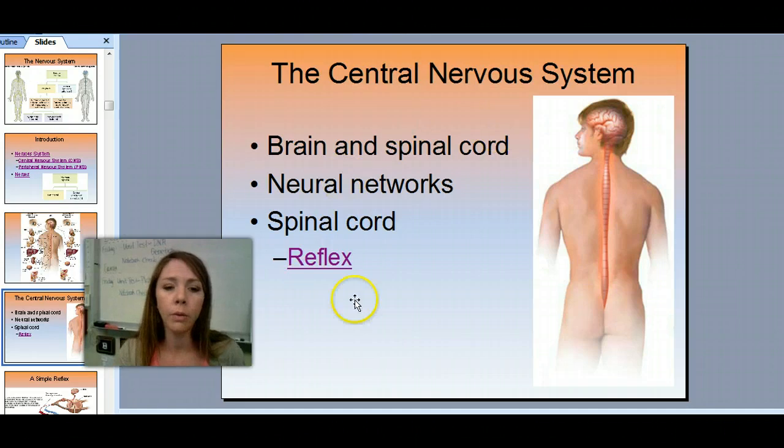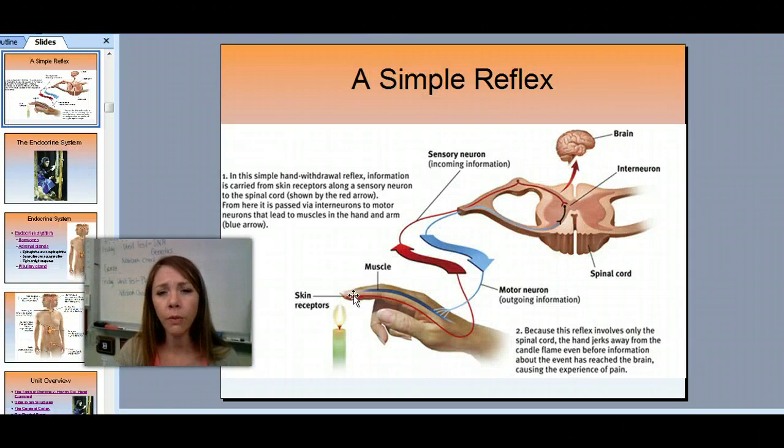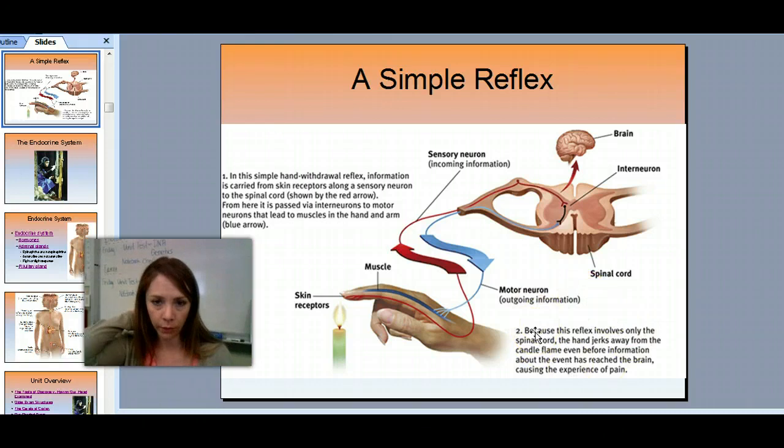Oh, a reflex. A reflex is something within the spinal cord. It's an automatic response. So you have reflexes like in your elbows and your knees. It's an uncontrollable response in the nervous system. A simple reflex is one that does not go to the brain. So remember, we talked about that most things go to the brain and then come back. A simple reflex only involves the spinal cord.